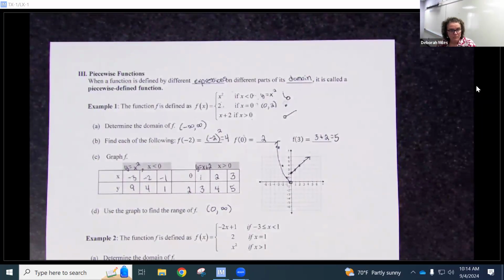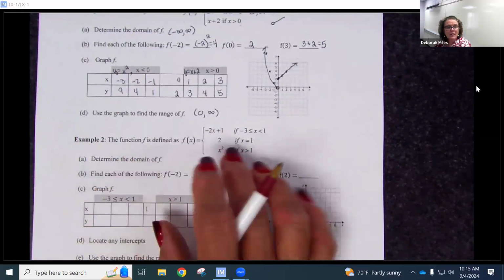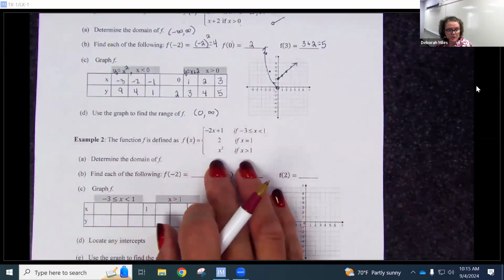All right, we have one more example. Oh, darn it, we have 2 more examples. One more graph and then one application. So what about this graph? Example 2 is also a 3-part piecewise function.